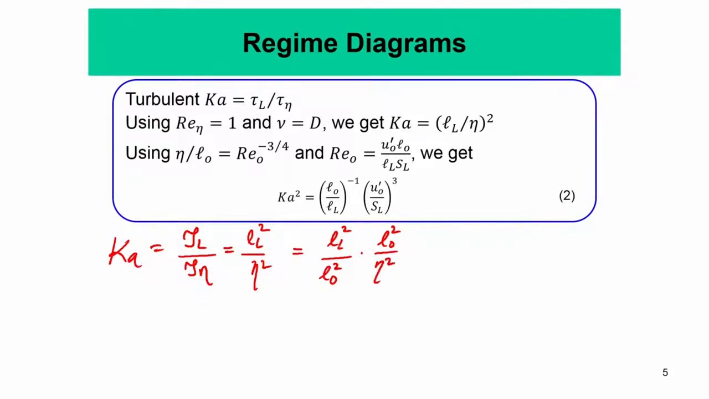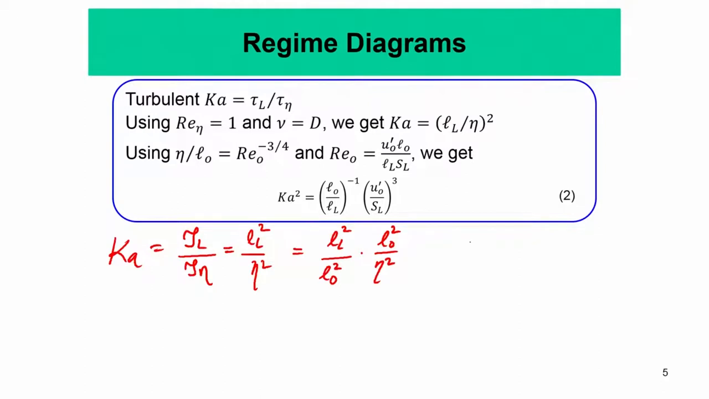So, it then becomes the square of the ratio of the flame length scale to the integral length scale, and the integral length scale to the Kolmogorov length scale. Now, what is the ratio of integral length scale to the Kolmogorov length scale? Okay, that we should derive.